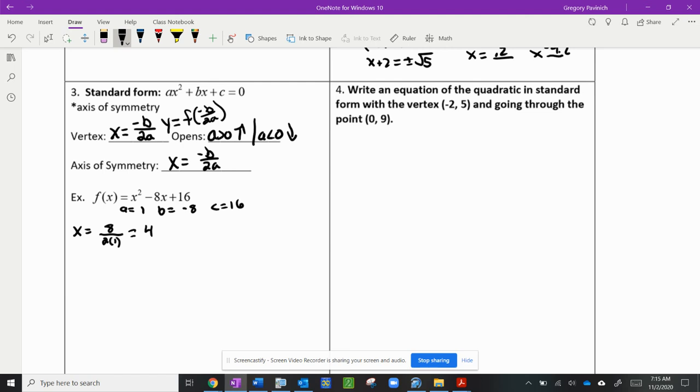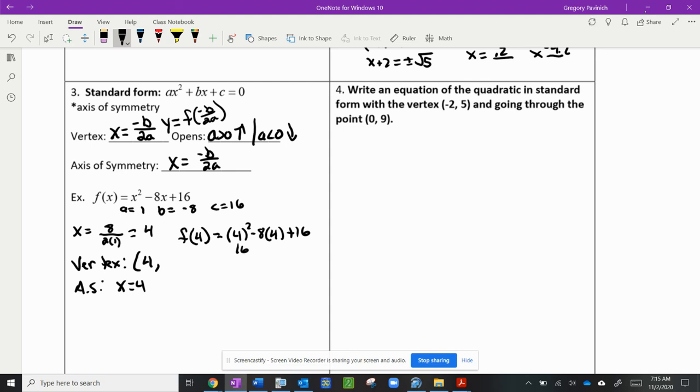So now I know my vertex has the x value of 4. Also, I know my axis of symmetry is x equals 4. Now, if I want to find the corresponding y value to my vertex, well, that's pretty easy. I'm going to plug that back into the equation and say, if I input 4, which is the vertex, what is the y value? And then I obtain the vertex.